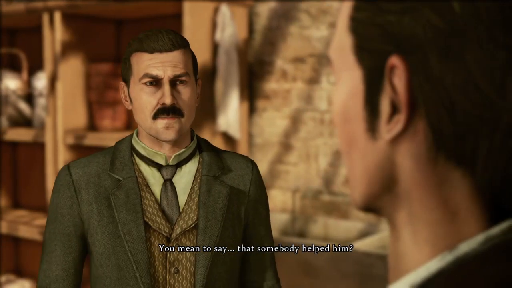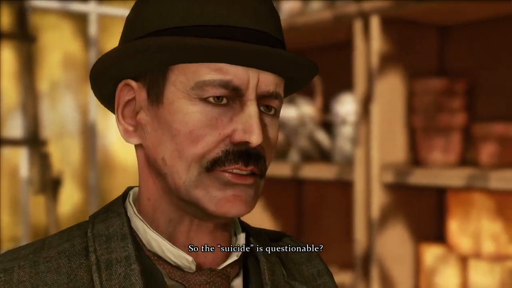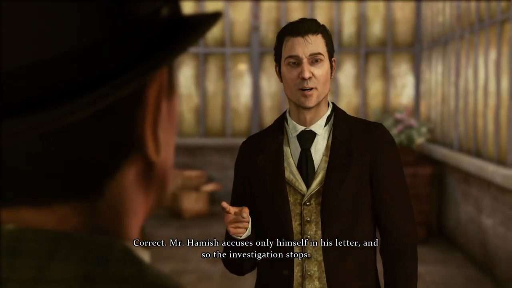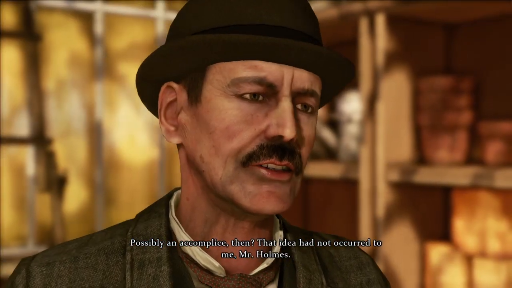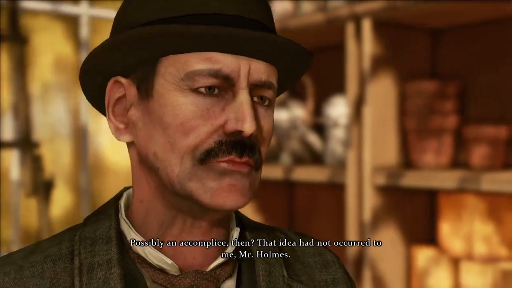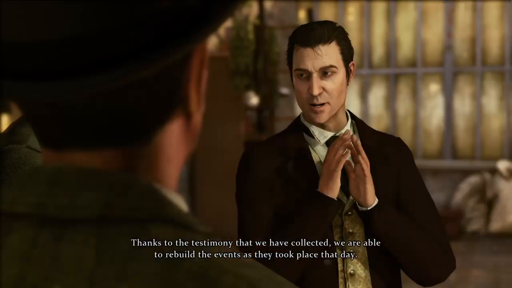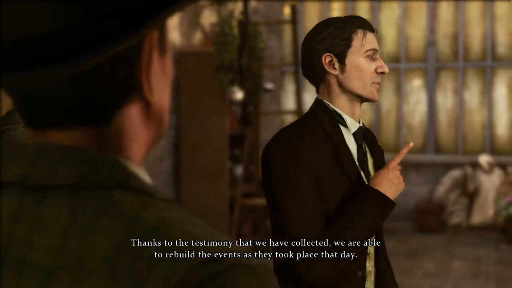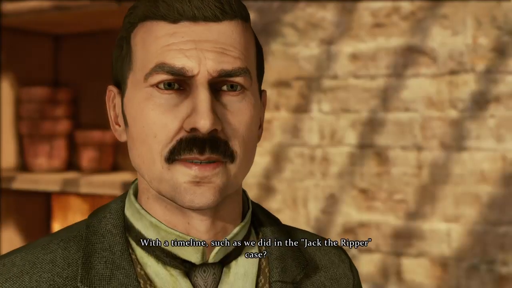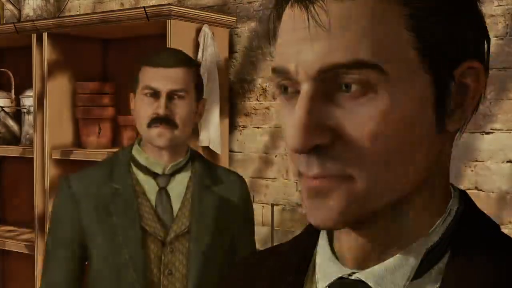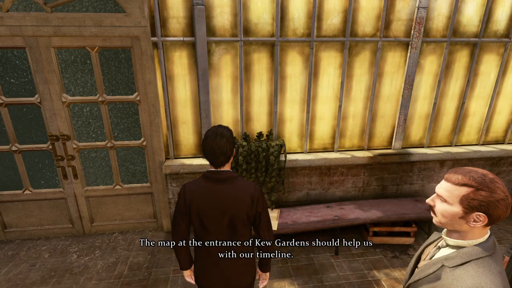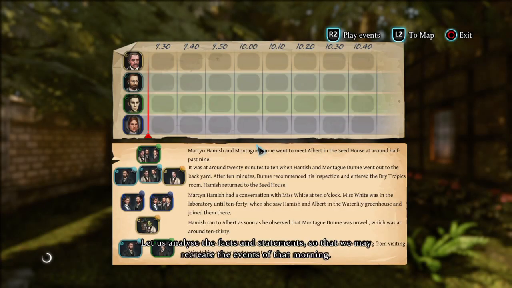You mean to say that somebody helped him? So the suicide is questionable? Correct. Mr. Hamish accuses only himself in his letter, and so the investigation stops. Possibly an accomplice, then? That idea had not occurred to me, Mr. Holmes. I have another idea, Inspector. Thanks to the testimony that we have collected, we are able to rebuild the events as they took place that day. With a timeline? Such as we did in the Jack the Ripper case? Precisely. The map at the entrance of Kew Gardens should help us with our timeline. Very nice. Let us analyze the facts and statements so that we may recreate the events of that morning.